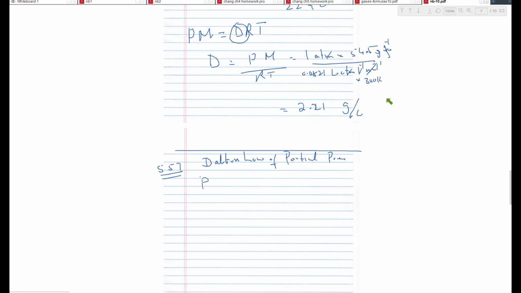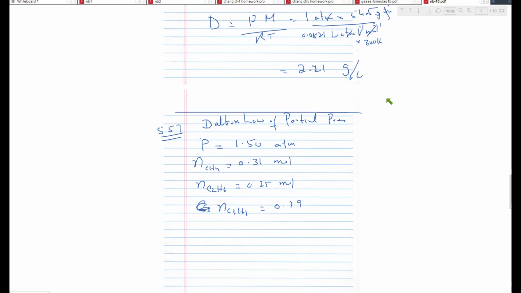Partial pressure, which of this total pressure is how much? The total is 1.50 atmosphere. The number of moles of gas, let's say CH4, is 0.31 mole. What about the other ones? 0.25 mole for C2H6 and 0.29 mole for C3H8. What is the total moles? Let's add all 3 of them. It'll be 0.85.